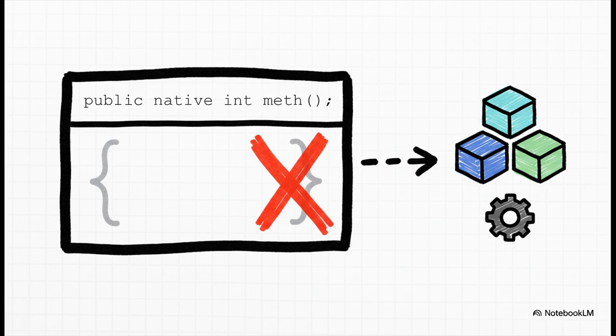You declare it like any other method, but where the curly braces and all your code should be, there's just a semicolon. It just ends. And it feels totally incomplete. But that's the whole point. You're telling Java, hey, the implementation, not my problem. That's handled by some other library somewhere else.